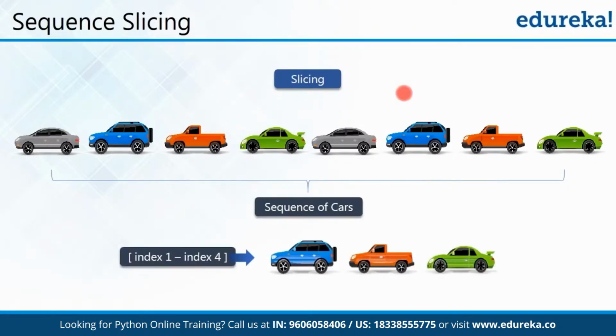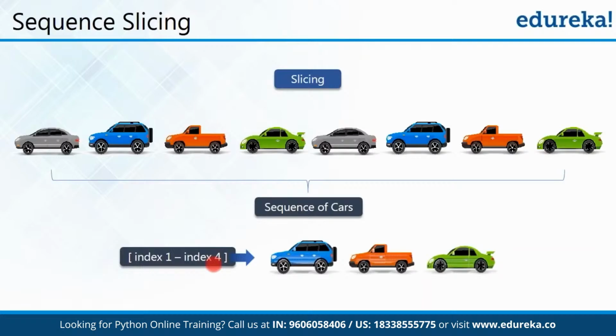Now slicing, as the name itself tells, what does it mean? It means that you slice something and then you use it, right? So over here also the same concept is applied. As you can see from the example itself, I want all the elements between index 1 till index 4, but it should not include the index 4.